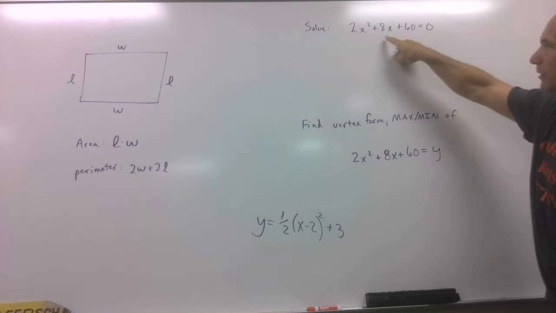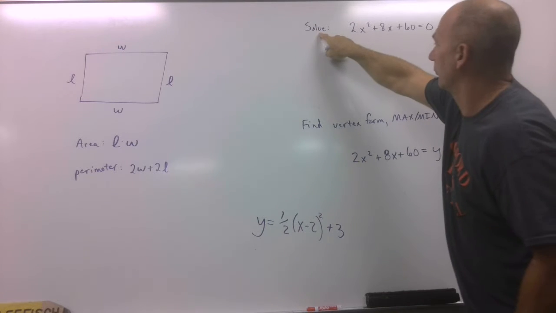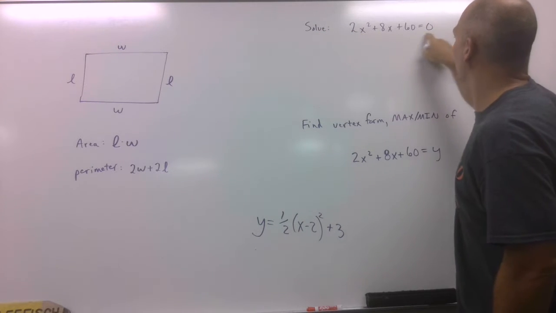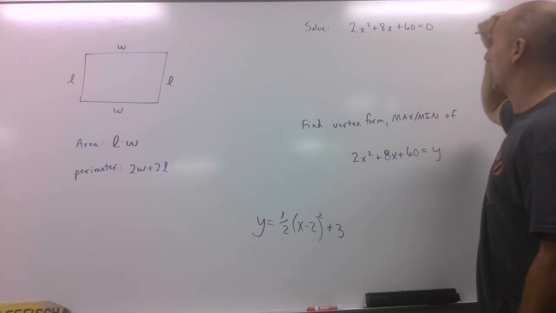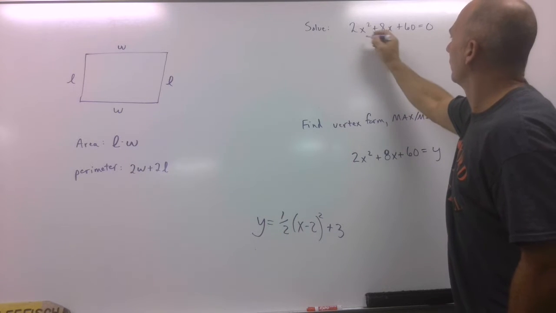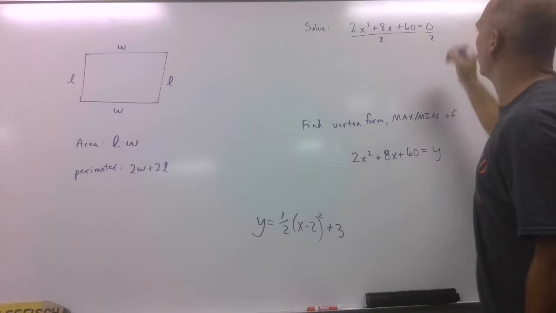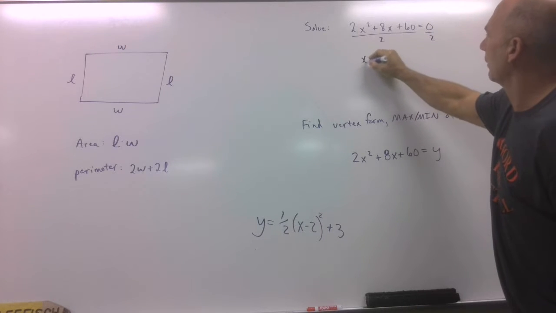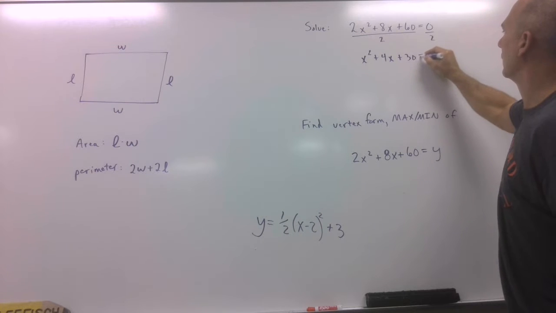And I want you to notice something. This is what we did for 2-5, day 1, a whole bunch of these. And it says solve it. It's like, okay, I know what to do. I'm going to try to complete the square here because that's what we've been working on. So that has to be a 1. So we would say, okay, we're going to divide all that by 2. We're going to divide that by 2. So we'd say x squared plus 4x plus 30 equals 0.